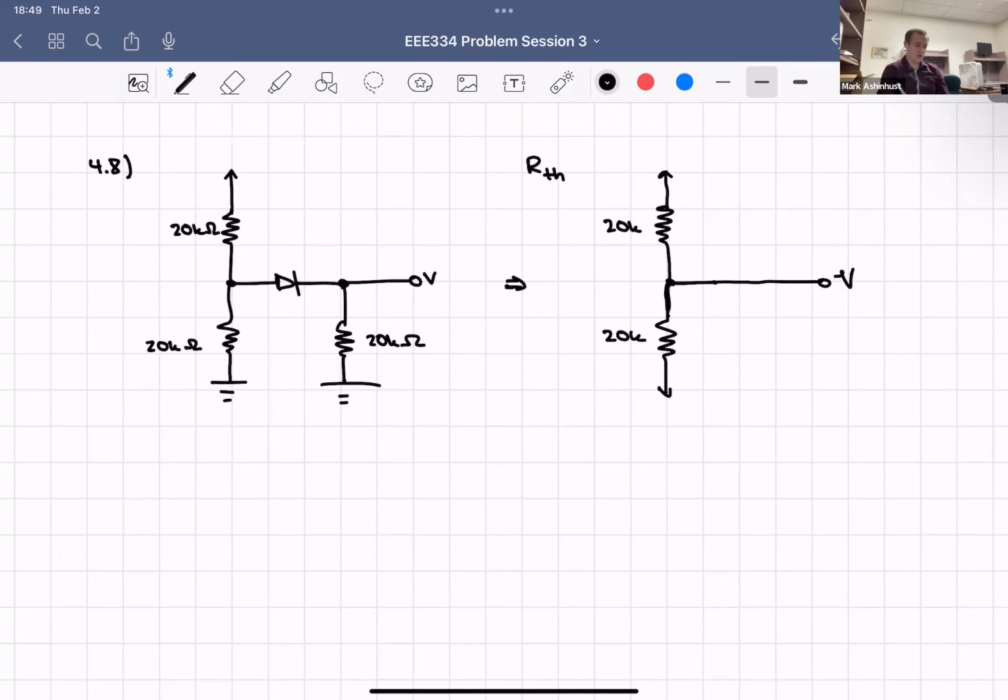So what do we have here is 20K and 20K, and what configuration are these 2 resistors in? We want the resistance of the whole thing. So those 2 20K resistors to get our R Thevenin, they're in parallel. 2 resistors in parallel that are the same resistance are just half of it. So we're going to have 10K ohms for our R Thevenin.